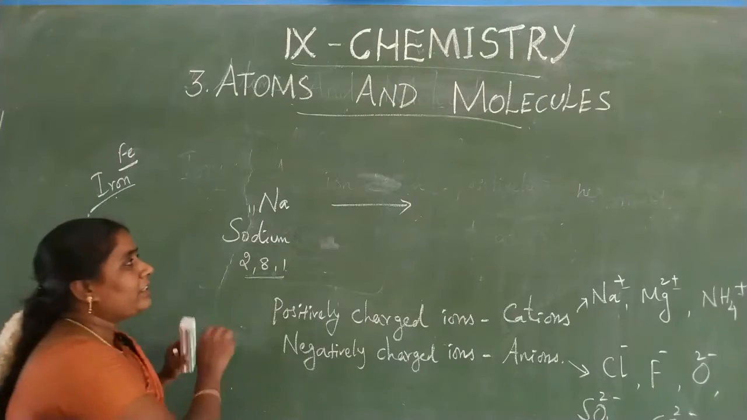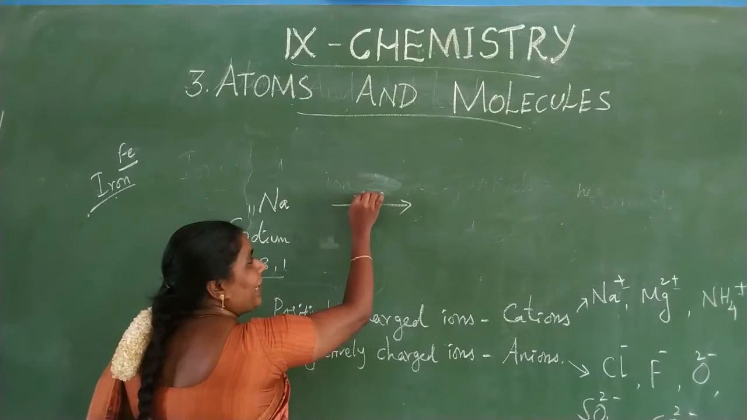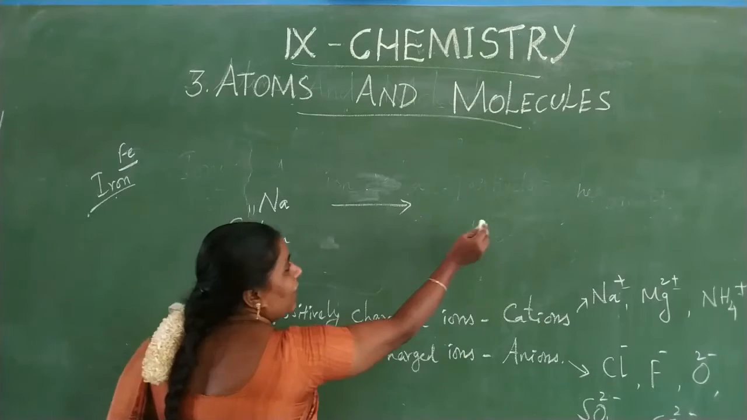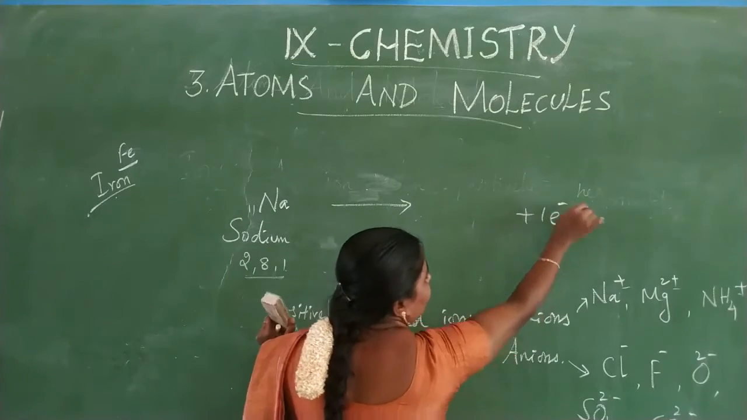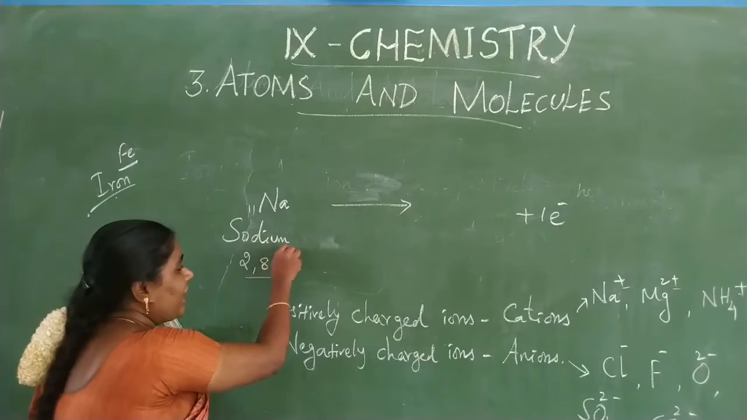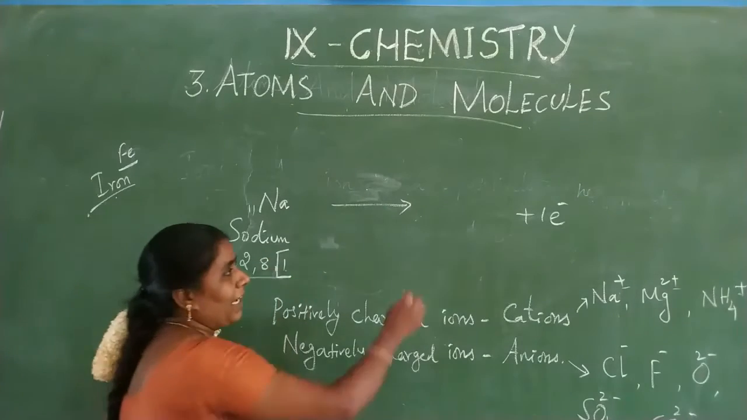Isn't it? So during a chemical reaction, sodium will lose one electron. Totally it has 11 electrons, and it will lose one electron.